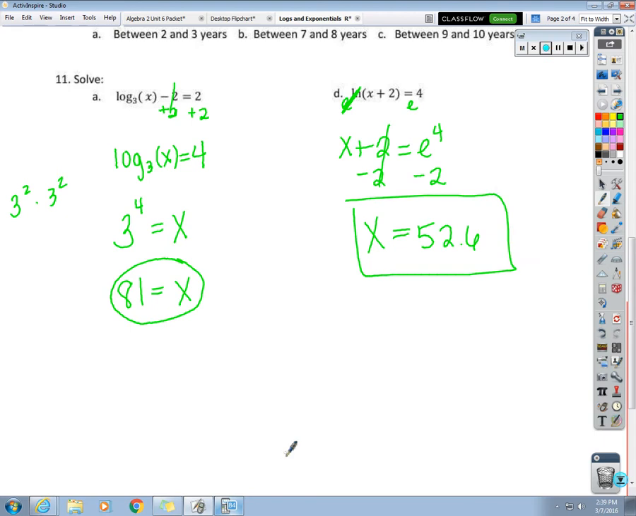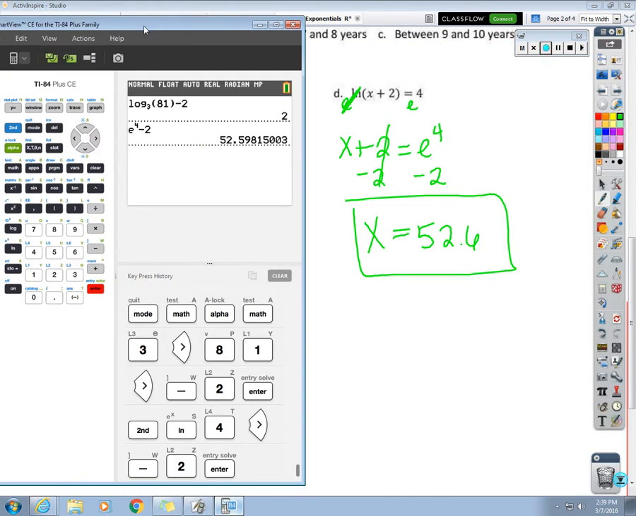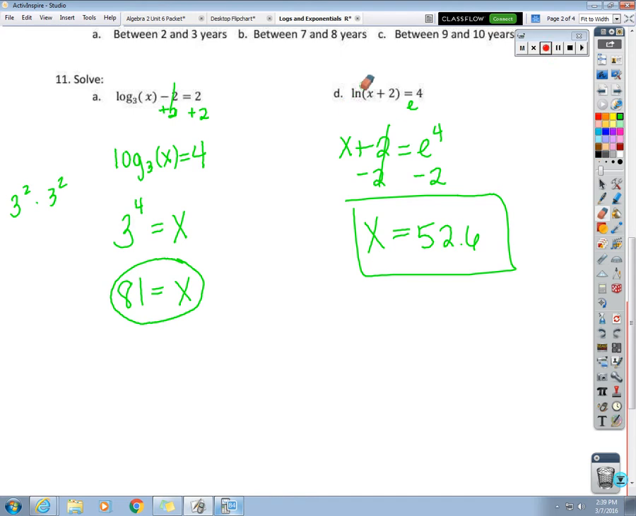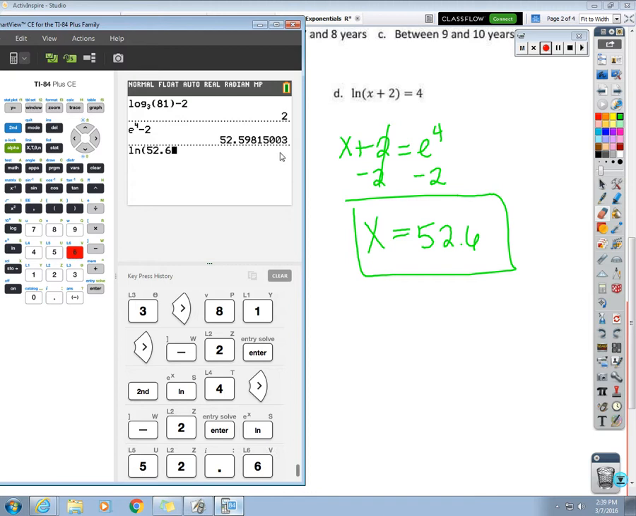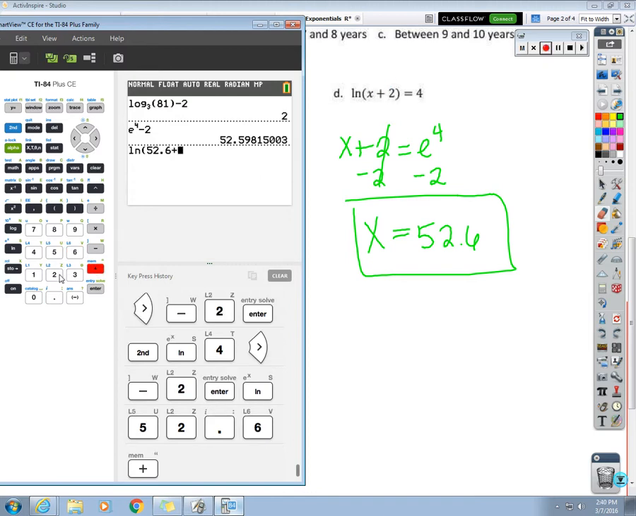Okay, now you could also check this. Okay, watch me check it. I go back to the original question when I check it. And I type in ln, parenthesis, x, which I'm saying is 52.6, and then plus 2. If I'm right about my x value, what should I get? 4, and I did. Why is it a teeny bit off? Rounding. I didn't type in 52.59815003. I rounded it to 52.6, which made it go a little over 4 because I rounded up.